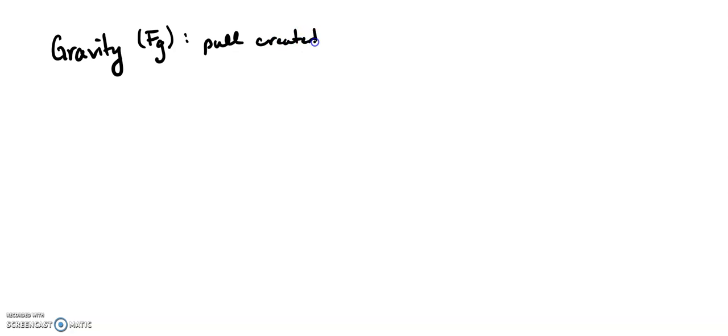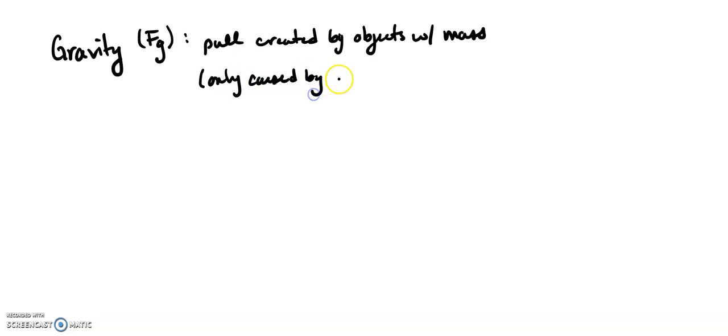created by objects with mass. So any object that has mass whatsoever, you, me, your pencil, everything, does actually create a gravitational pull. But I want to be very clear, at this level we're going to talk about it as only caused by an interaction with, put quotes here, planets.